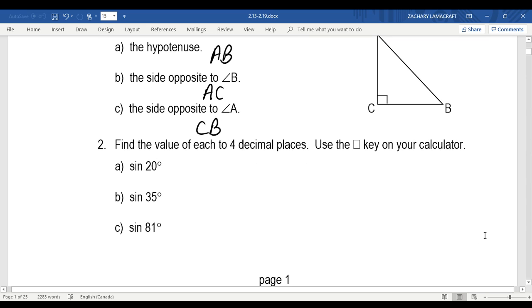Now, you remember when we did this with tan? What do you think the only difference is here? Yeah, we're going to hit that SIN button. So sine of 20, to 4 decimal places. Thumbs up if you got that one as well on your calculator. Cool. Next one.